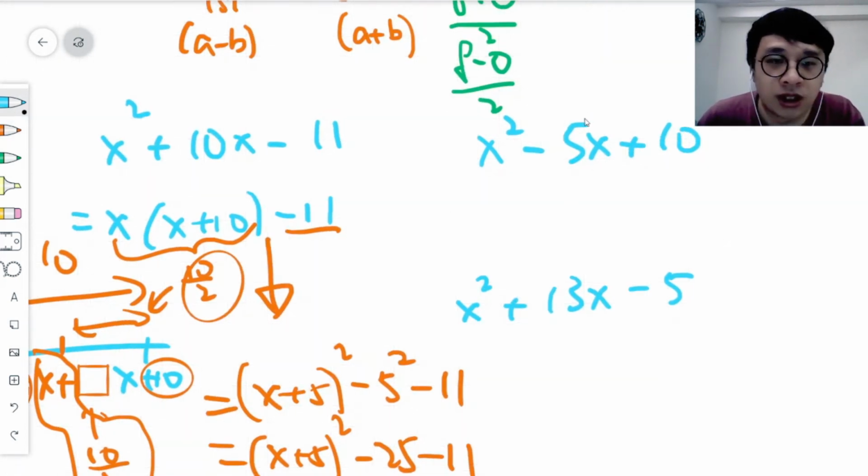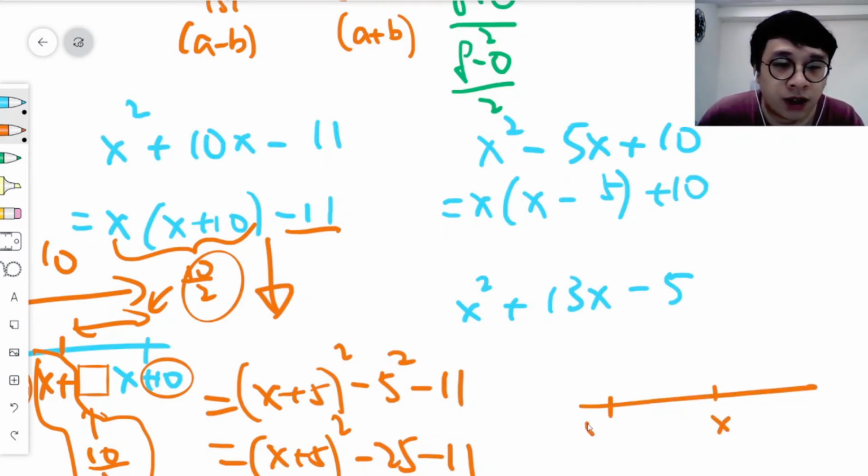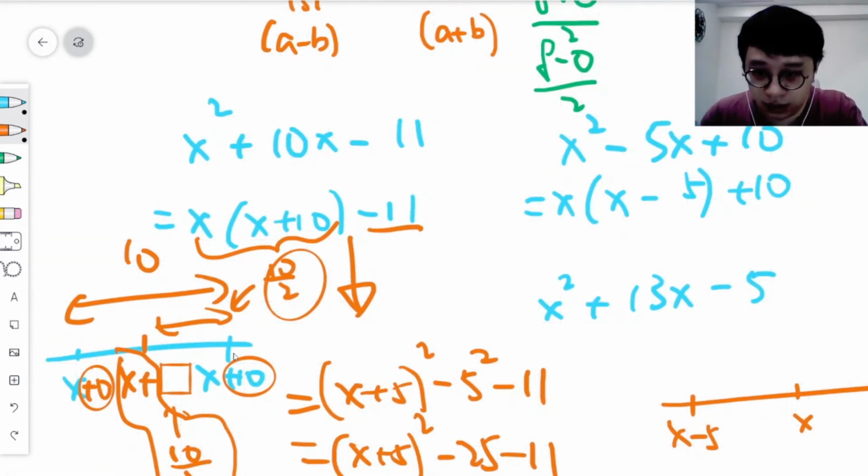How about something we cannot take out, like this one? The 5 is not an even number. What can we do with it? It is actually the same. We take out the x and then x minus 5 here and then plus 10. So this is x, this is x minus 5. Sometimes if you are dealing with minus here, then you are on the left of x, but when you're doing plus in the previous example, then you are on the right of x. But it's almost the same.